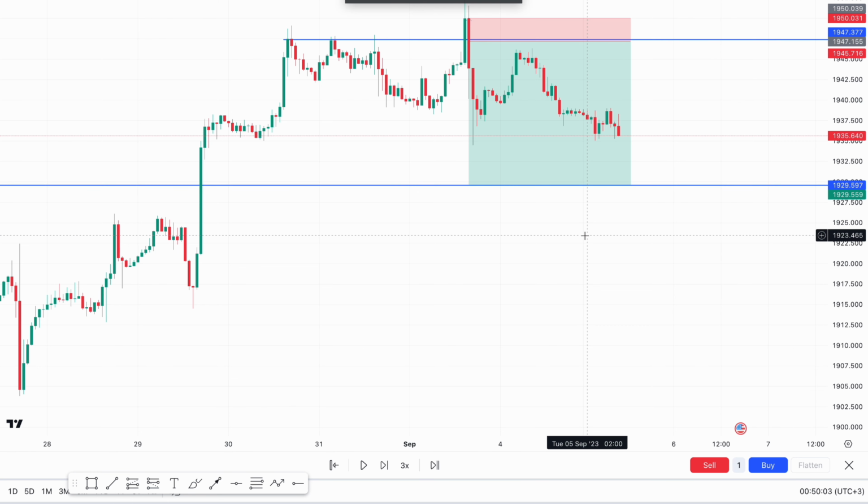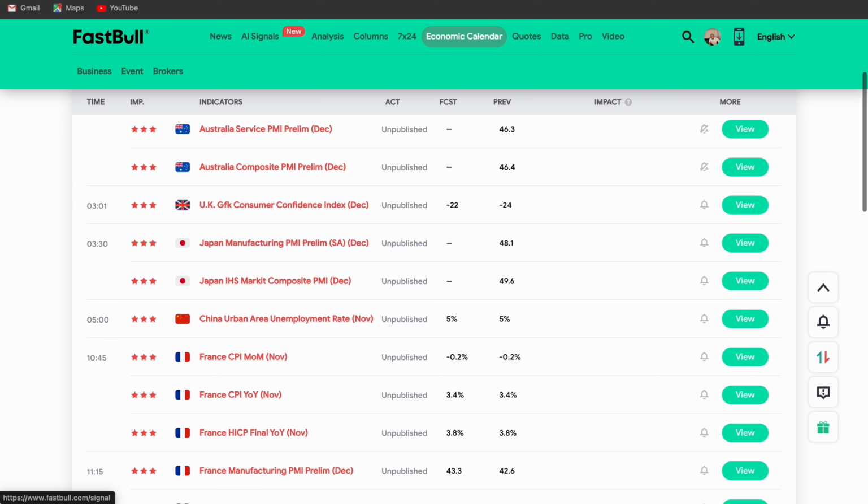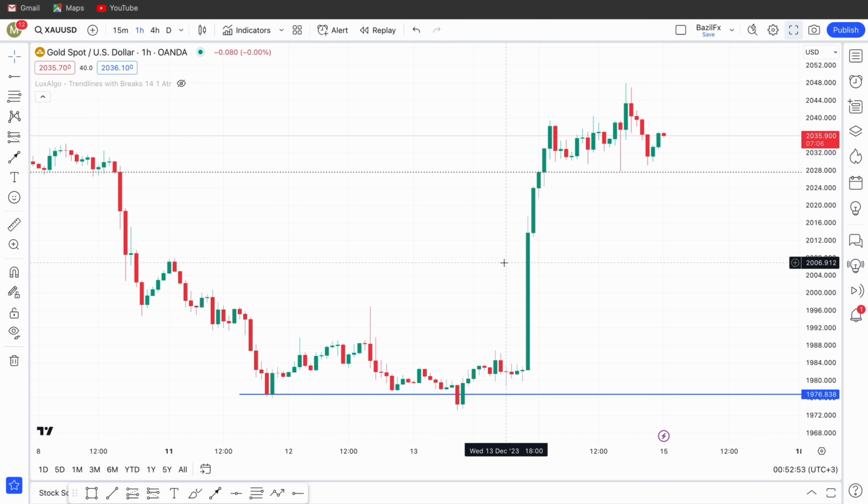Guys, this is the easiest way you can trade price action. So anytime you want to make your trading basic, simple and profitable, trade fakery. Fakery is one of the best ways you can trade, guys.